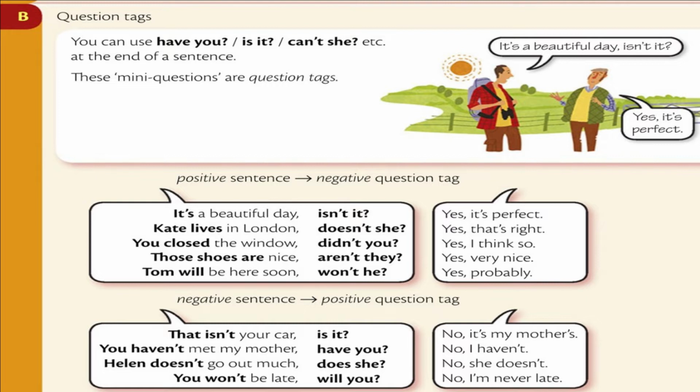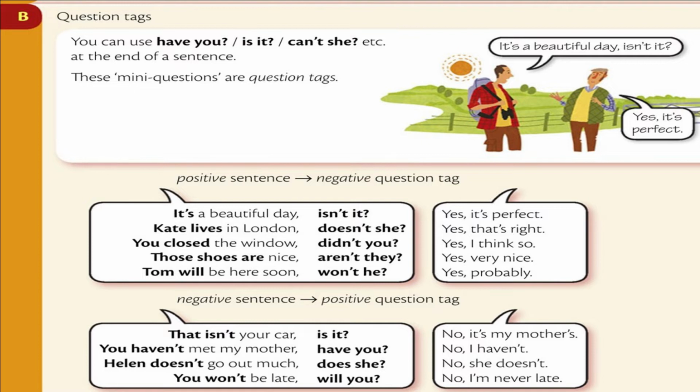Positive sentence and negative question tag. It's a beautiful day, isn't it? Yes, it's perfect. Kate lives in London, doesn't she? Yes, that's right. You closed the window, didn't you? Yes, I think so. Those shoes are nice, aren't they? Yes, very nice. Tom will be here soon, won't he? Yes, probably.